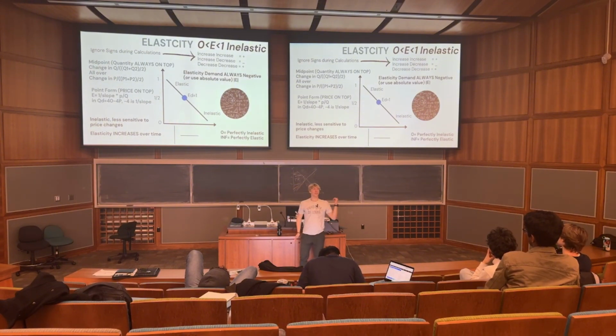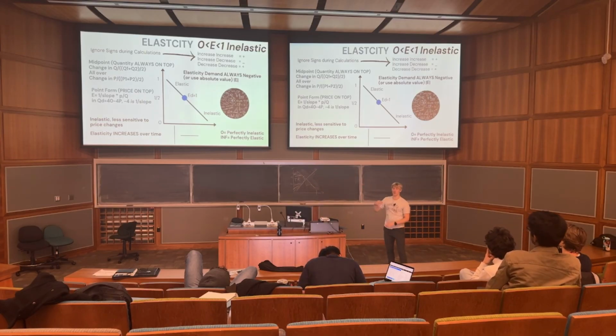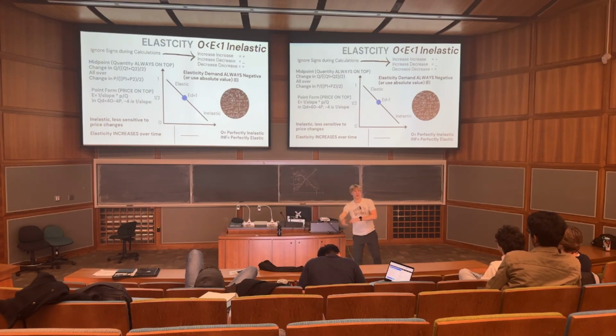It's the slope that's given in the formula, right? So make sure you don't flip that. When you're given a formula, that's 1 over slope. You just times that by the price, by the quantity, and you're good to go. Inelastic means less sensitive to price changes, and as time goes on, elasticity is going to increase as consumers or producers can find other alternatives to use.